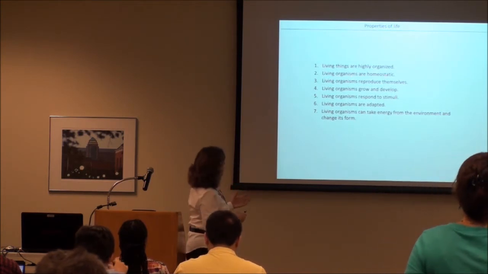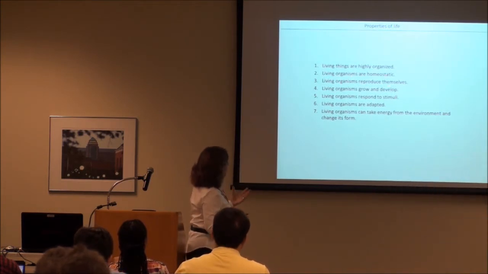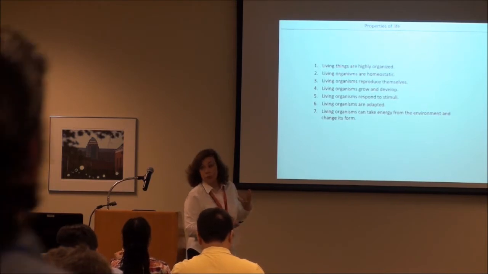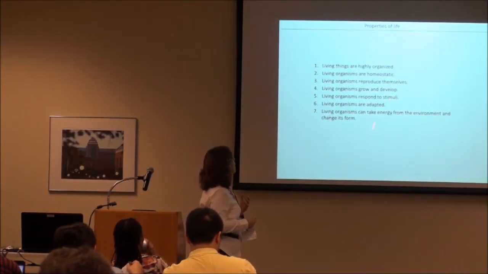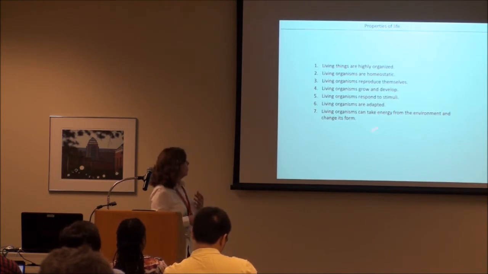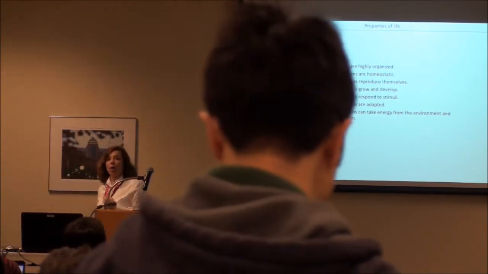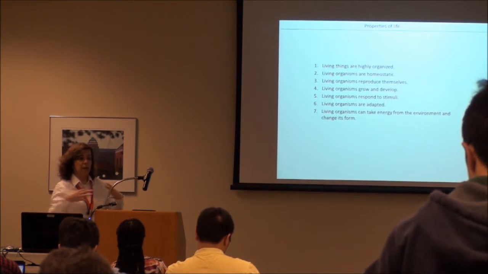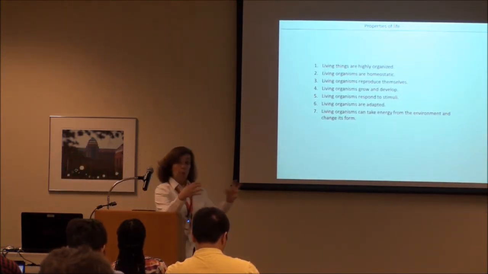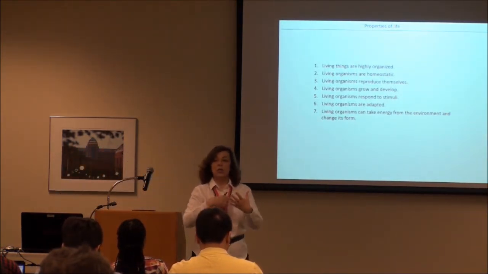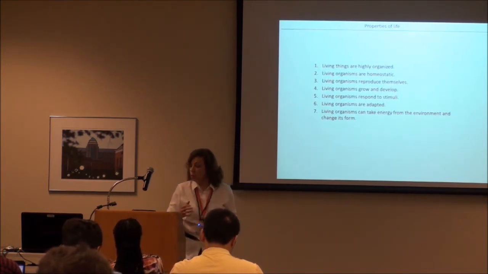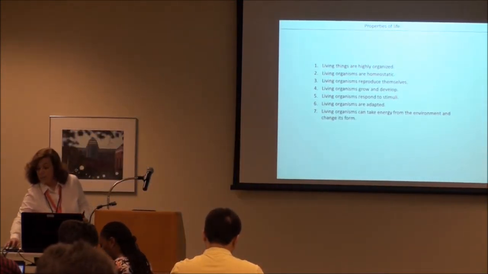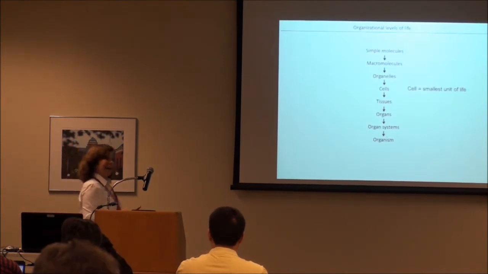So living things are highly organized. They're homeostatic, they have the ability to reproduce themselves, they grow and develop, respond to stimuli, they're adaptable, and they can take energy from the surroundings, from the environment. They're actually thermodynamically open systems. They take the energy, they process the energy, and they use it for their own processes. So what is the smallest structure that we call life?